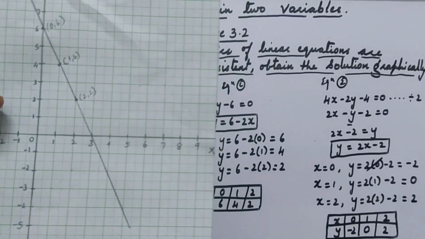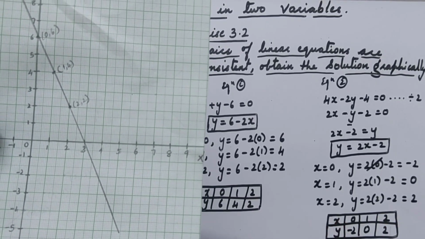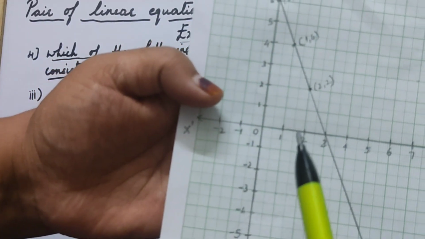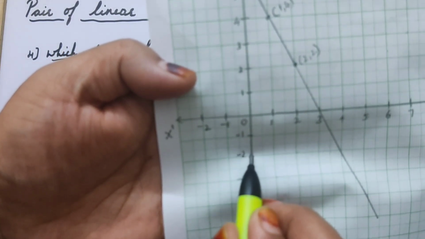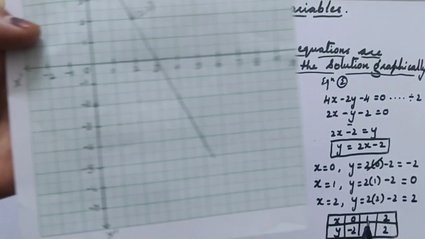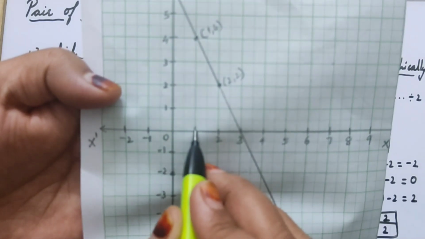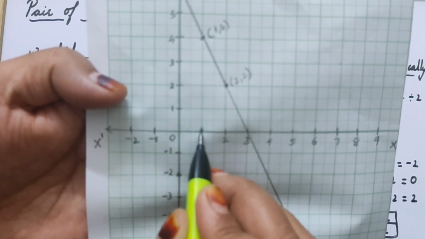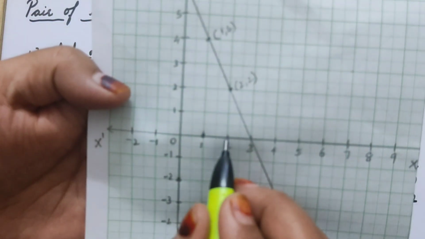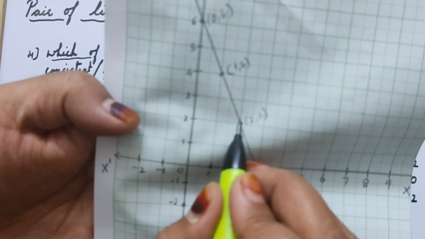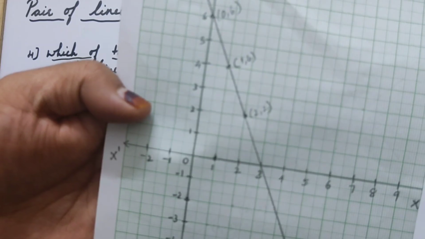Now we'll go with second solution table. Okay, second solution table. Here we have got 0, minus 2. 0 is on x-axis and minus 2 is on y-axis. Here we get minus 2. Now 1, 0. 1 is on x-axis and 0 is on y-axis. So we get a point here. Okay. 2, 2. 2 is on x-axis and 2 is on y-axis. This is what I got the point. Now we'll join all the 3 points students.